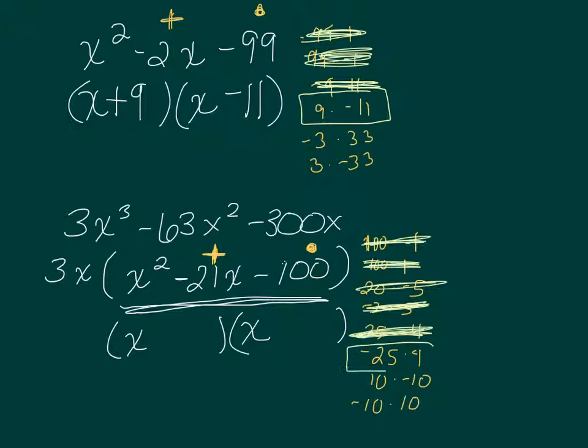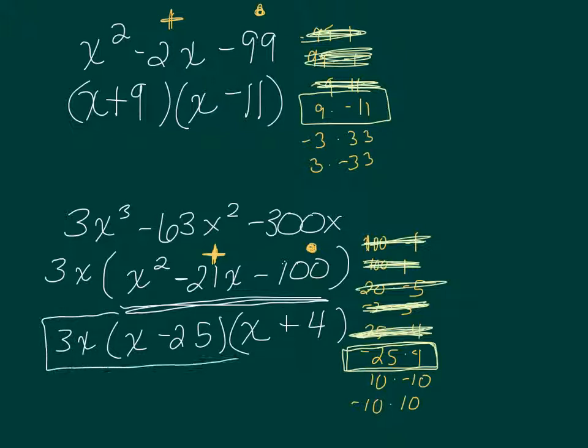So that must mean that negative 25 times 4 is what we need to use, because negative 25 plus 4 will give me negative 21. So it is a negative 25 and a positive 4. And then the full factored form would have to include this 3x. So I'm going to bring this 3x down, and this entire expression, 3x times x minus 25 times x plus 4, is the full factored form.